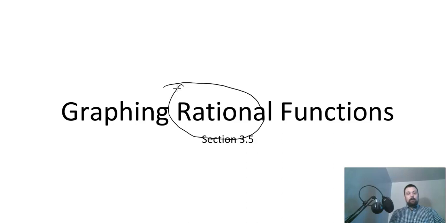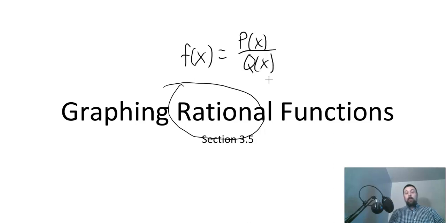So a rational function is a function of the form p of x over q of x. So it looks like this. It's a fraction. Whenever we use the word rational in algebra, it means we're talking about a fraction of some kind. A rational number is a number that's a fraction, like 3 over 5. A rational function is a function that's a fraction where the numerator and the denominator have to be polynomials. So p of x is a polynomial and q of x is a polynomial.